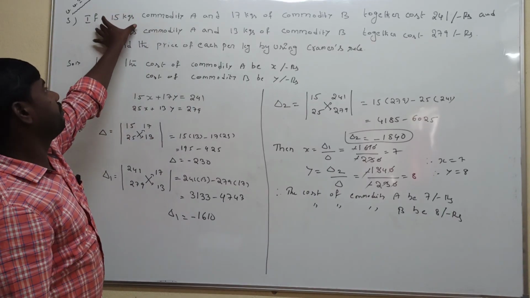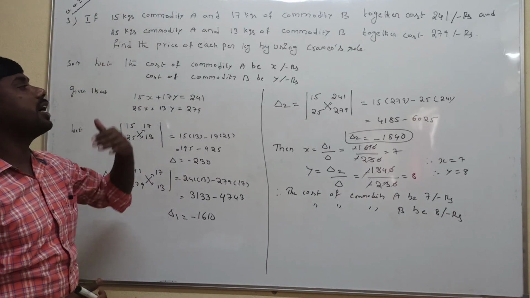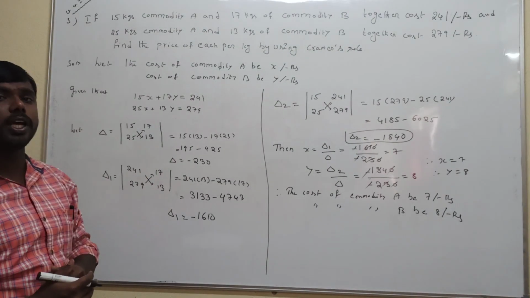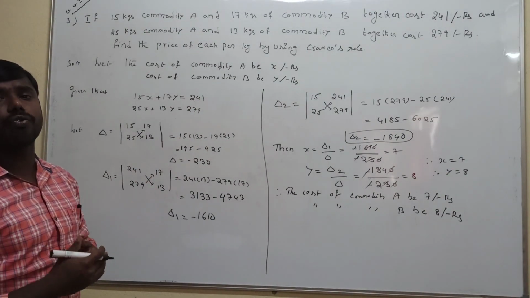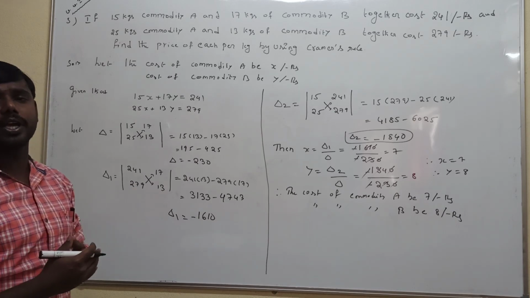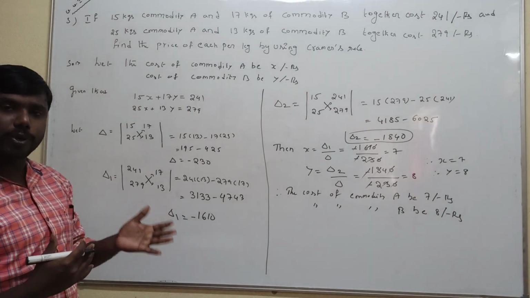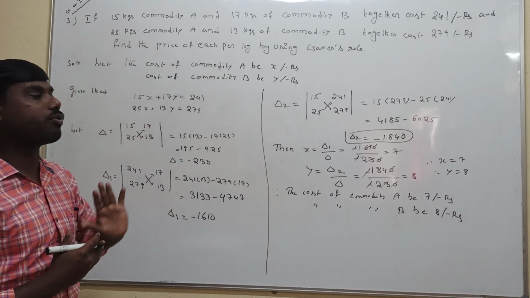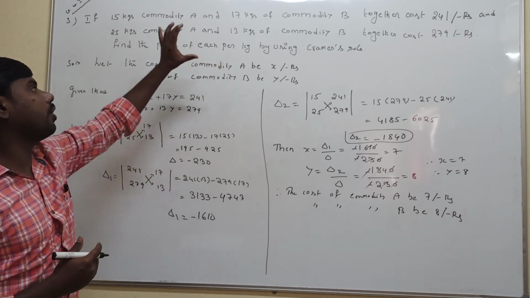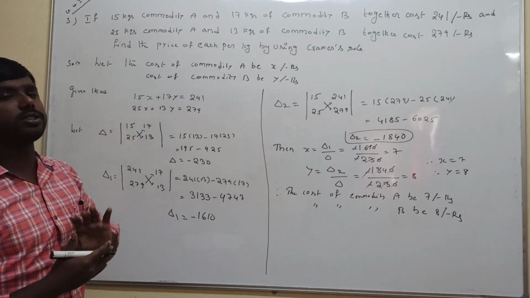What they are asking: 15 kgs of commodity A and 17 kgs of commodity B together cost 241. What is the per kg cost of commodity A? You don't know. What is the per kg cost of commodity B? You don't know. That's why we are assuming. Let the cost of commodity A be x. Let the cost of commodity B be y. According to the given question, these two equations are formed.